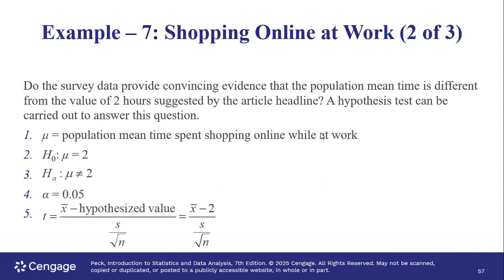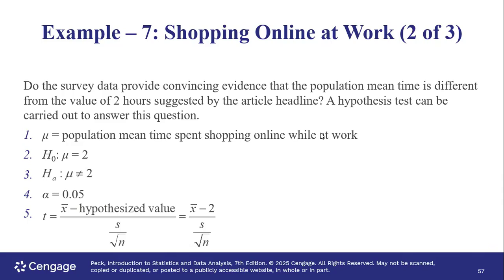A hypothesis test can be carried out to answer this question. So, "is different from" is the alternate. The null hypothesis: mu is the population mean time spent online while at work. Null hypothesis is mu equal to 2. Alternate, mu not equal to 2. So this is a two-tailed test. Our level of significance alpha is 0.05.